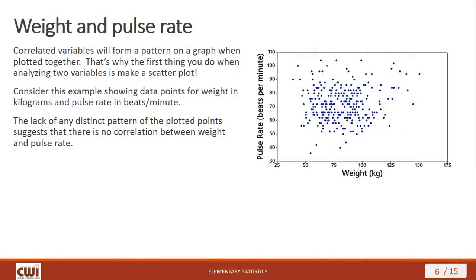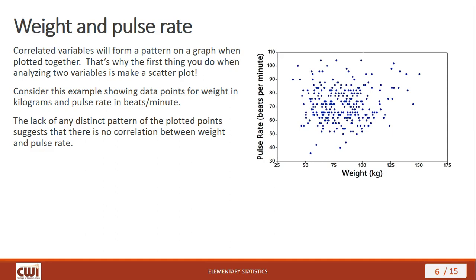Let's look at an example to illustrate. Suppose we're looking at a relationship between weight and pulse rate. So the first thing we do is we look at a scatter plot, which we see here on the screen. Now, correlated variables will form a pattern on your scatter plot. This is why the first thing you do when looking for an analysis of two variables is make a scatter plot, because you're looking to see, is there a pattern that would indicate a relationship?